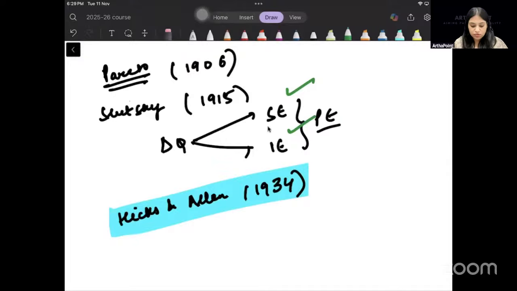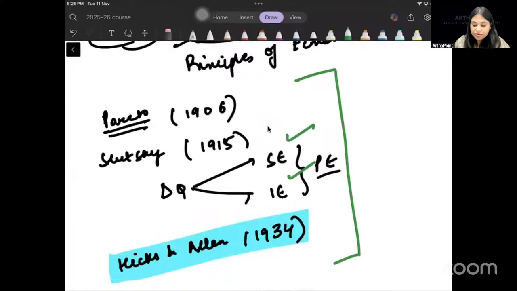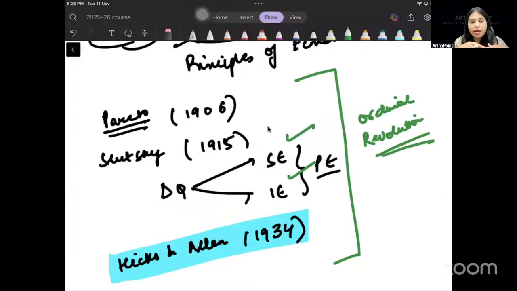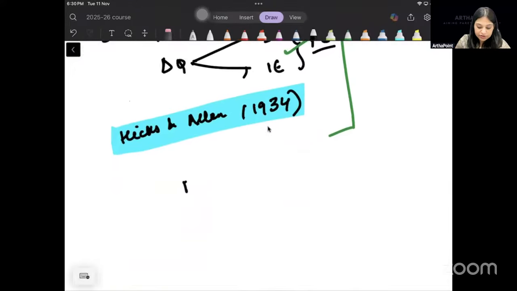Okay, good. I hope that this is clear. Okay. These three economists introduced the ordinal revolution, meaning we should be ranking the bundles. Now after this, consumer theory has not ended. Then we saw the coming up of revealed preference.